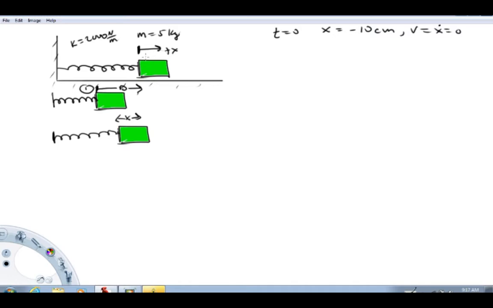Now, I'm going to throw in some initial conditions here. Imagine somebody has pushed this system to what I'm calling position 1, a distance of 10 centimeters, and then it's released from rest. So that's going to give us initial conditions for this problem. I wrote those conditions over here on the upper right. At t equals 0, the x-coordinate is negative 10 centimeters, and the velocity, which would equal dx/dt, or x dot, is 0. So these are conditions of the problem that will show up later.